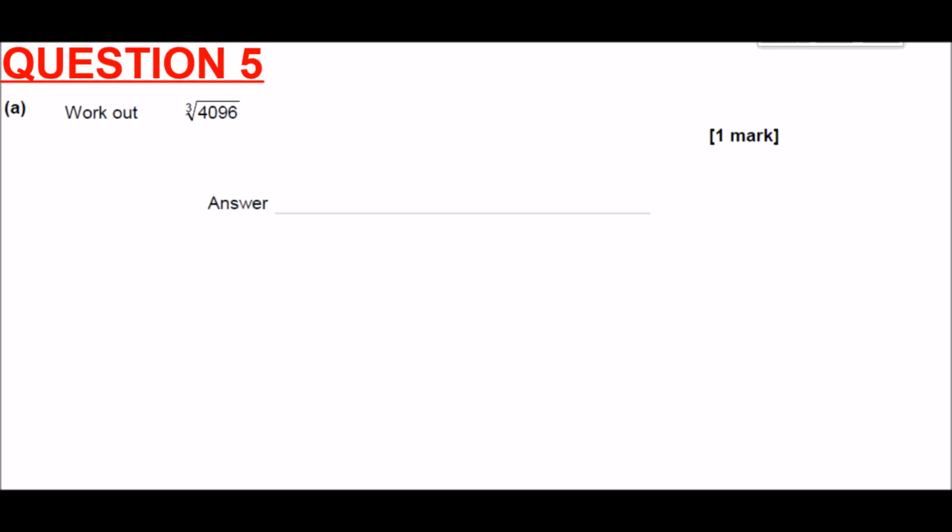Question 5, that's a little 3, that means the cube root of a number.